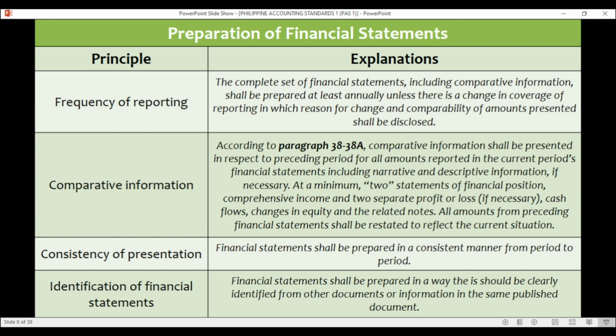Identification of financial statements. Financial statements shall be prepared in a way that they are clearly identified from other documents or information in the same published document. So therefore, it must be identified with a heading. It should be named that this is a financial statement. If it's separately prepared, it should be identified. Or if the financial statement is part of, for example, an annual report, which is one document, it should be identified that this portion pertains to financial statements.